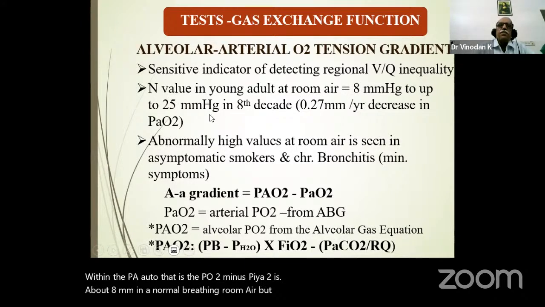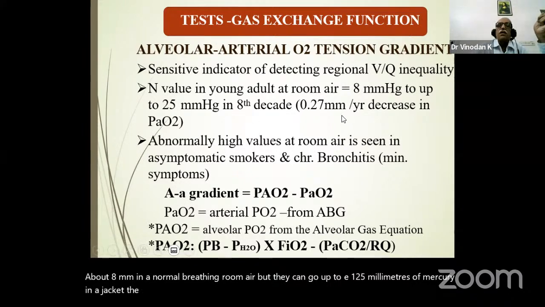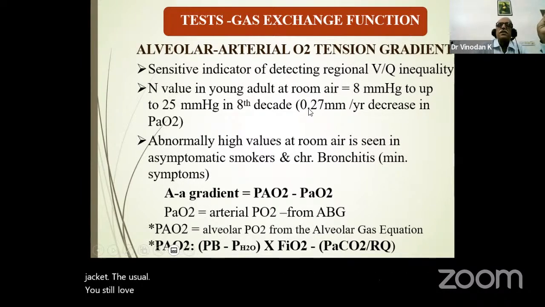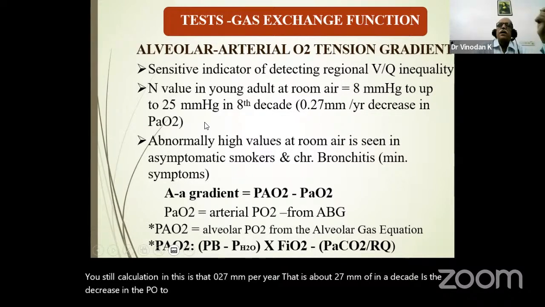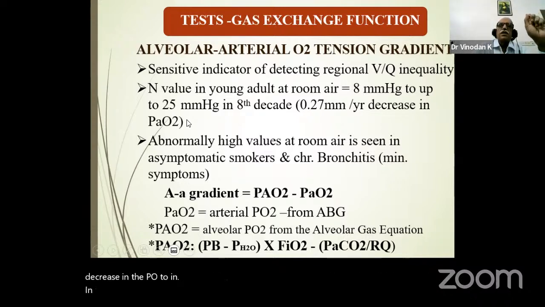But it can go up to even 25 millimeters of mercury in your age decade. The usual calculation in this is that 0.27 millimeters per year, that is about 2.7 millimeters in a decade, is the decrease in the PaO2 in individuals attaining higher and higher age group.